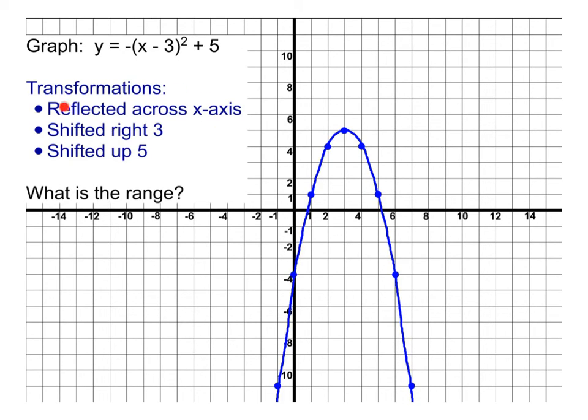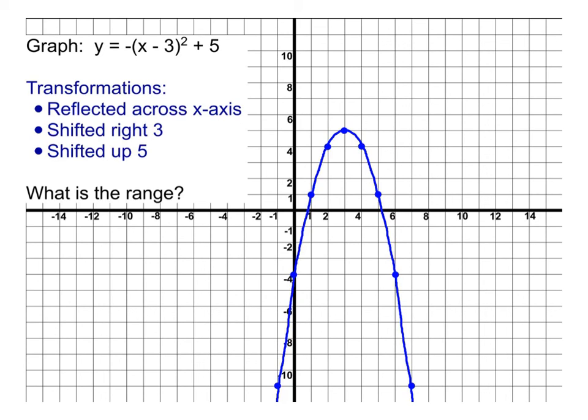Once we've written out our transformations here, then it's a matter of just plotting each of those points. So I start by going right 3 and up 5 to get to my first point. And then the fact that it's reflected tells me go down instead of up. And so from that first point, over 1, down 1. Then from the vertex, over 2, down 4. Then from my vertex, over 3, down 9. And so on.